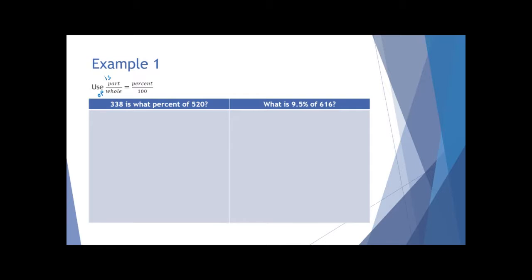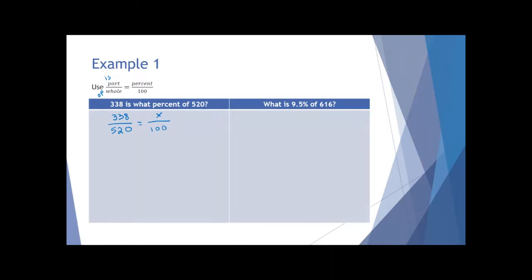So this first example, I have 338 is. So that means the 338 is on top where the part goes, because that has the word "is" with it. Now it says what percent. What percent means we don't know the percent. So that's going to be our variable. So that will be x. So whatever you're looking for, that's going to be x. The percent is always over 100. And then that means the 520, which goes with the "of," because it says "of 520," that is always in the denominator.